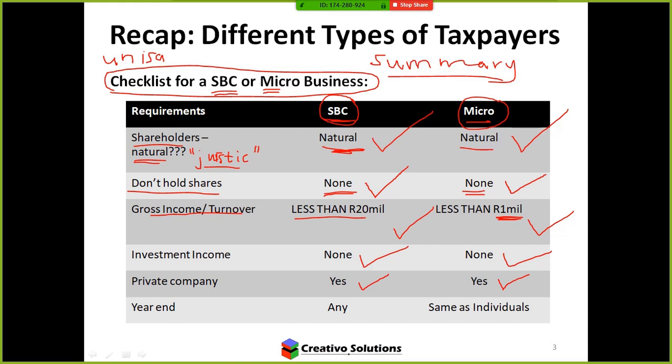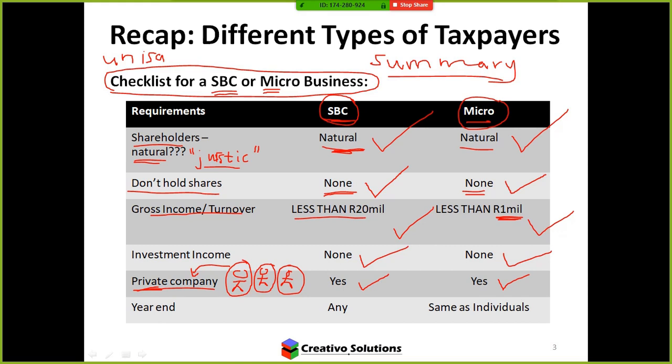So can you open a private company? Yes. Okay, you can be one shareholder owning a private company. That's possible. There could be multiple shareholders owning a private company. It doesn't matter how many shareholders you have as long as it's a private company. In other words, you're not listed on the JSE.